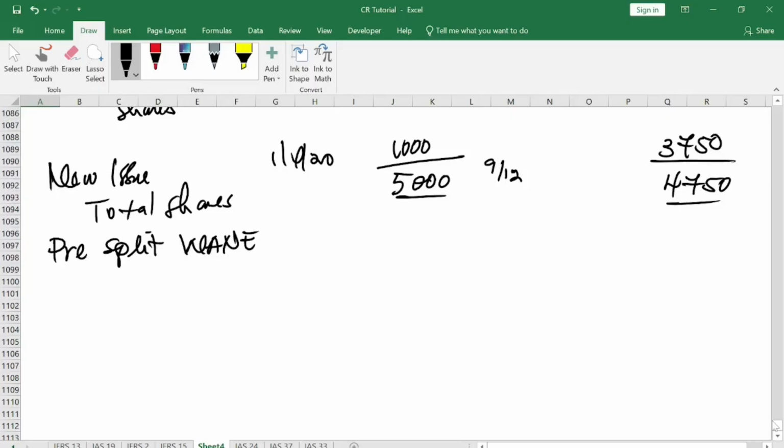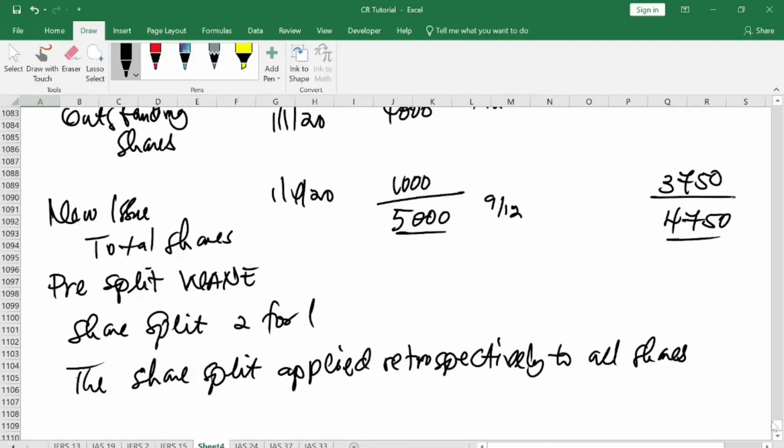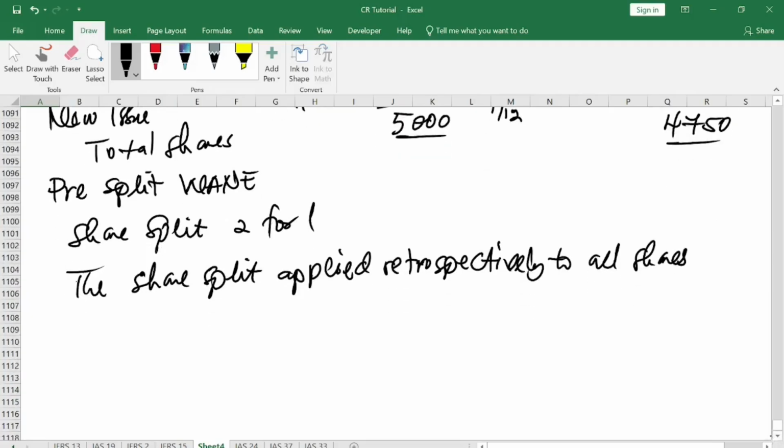So the share split is 2 for 1. So you say the share split is applied retrospectively to all shares. They are giving you this to split the shares. So now you have the weighted shares before the split, 4,750. Then you have to split it. That's what I mean by application of share split retrospectively.